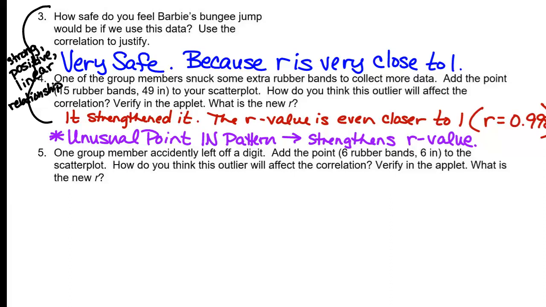Do you think that this unusual point is going to strengthen or weaken our linear pattern? Weaken it. Let's go check out the new R value. How do I make it do that again? Stat, calc, option 8. And then you have to hit enter. Does this little circle thing affect anything? Nope. Okay.